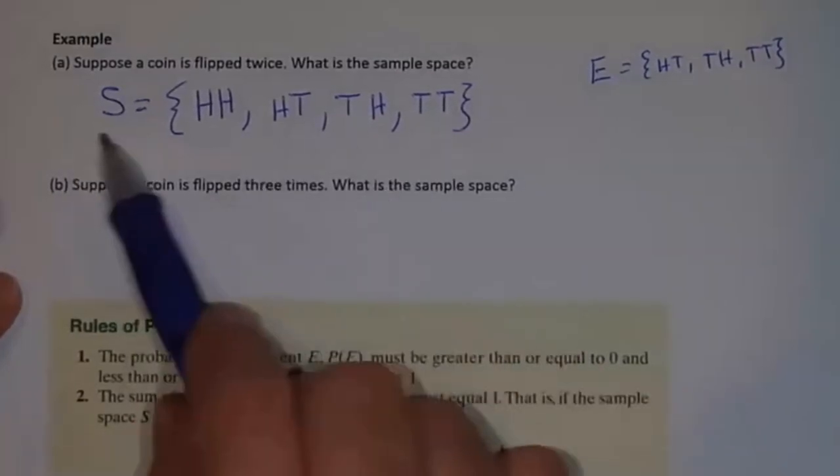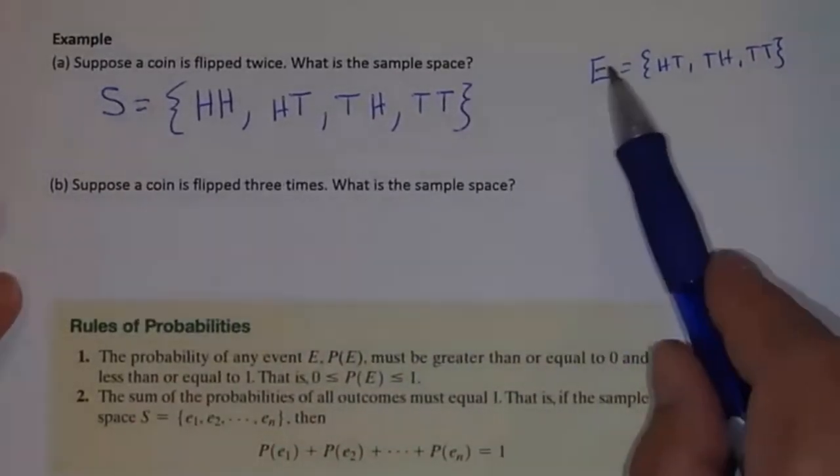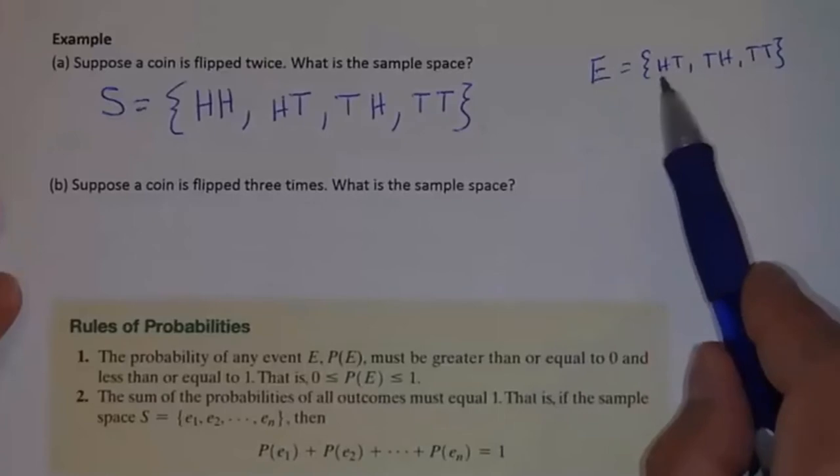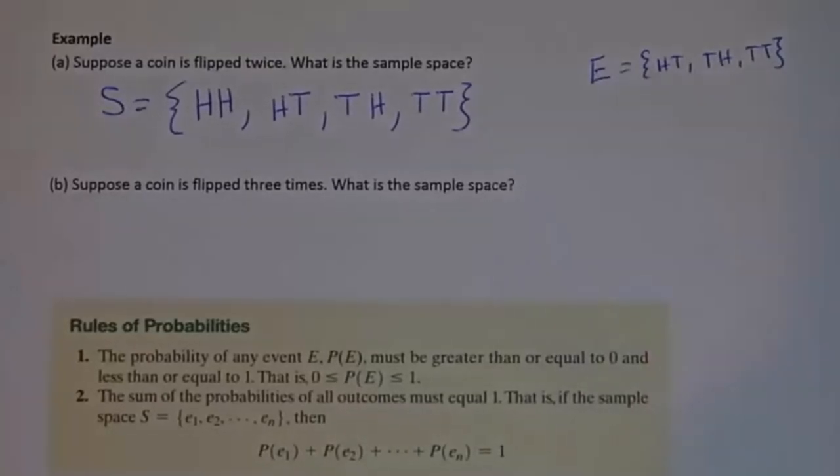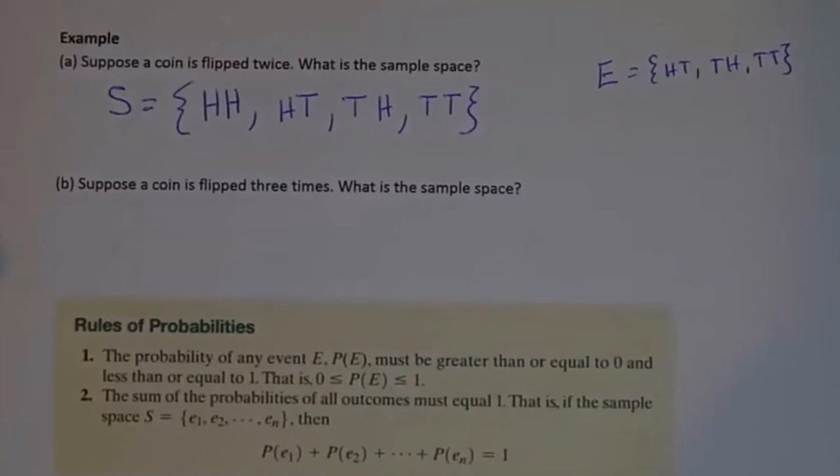So sample space is all the possibilities. The event is whichever possibilities meet whatever the question's asking about. So in this case, at least 1 tails. These are the outcomes that have at least 1 tails.